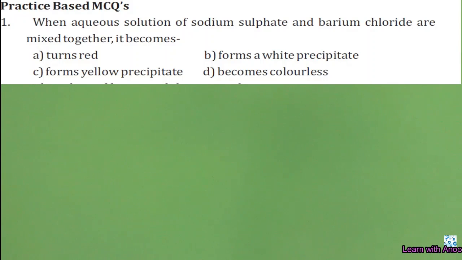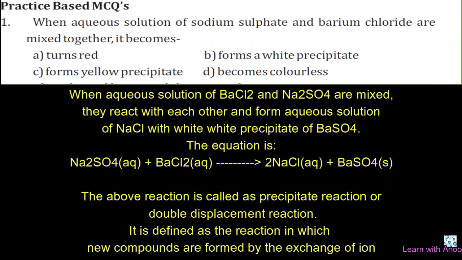Now, some practice based multiple choice questions. Number 1. When aqueous solutions of sodium sulphate and barium chloride are mixed together, it A. Turns red, B. Forms a white precipitate, C. Forms a yellow precipitate, D. Becomes colorless. Correct answer is B. Forms a white precipitate.